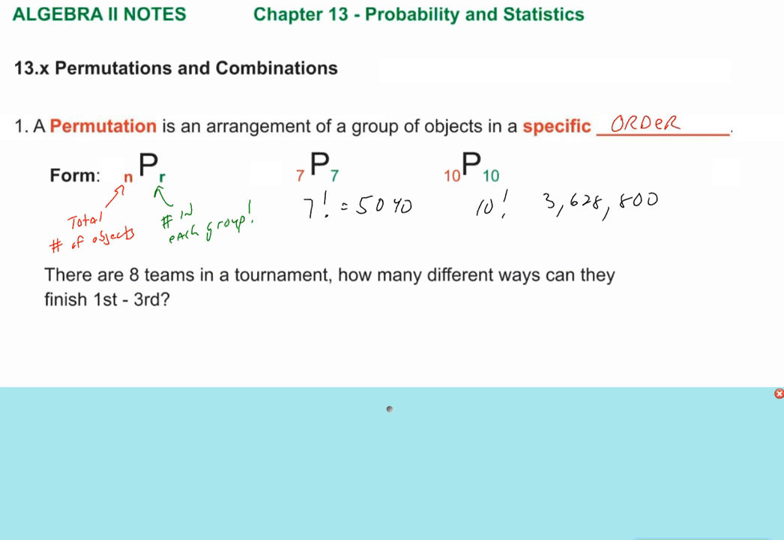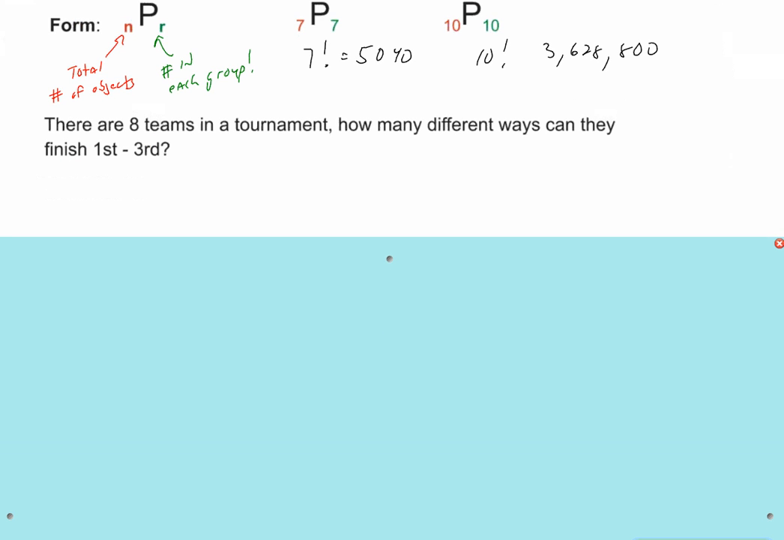All right, so here's a permutation. There are 8 teams in a tournament. How many different ways can they finish first through third? So again, we're figuring out an order, right? First through third. Not just the top 3 teams, the order first through third. So it's a permutation. So the bottom left number would be what? 8. All right, got to think now. And the bottom right number is 3, because there's 3 items in the group.